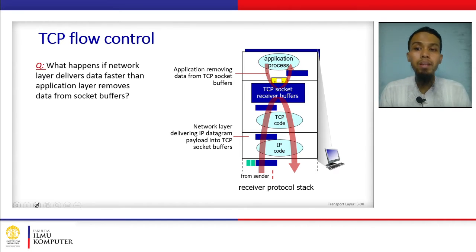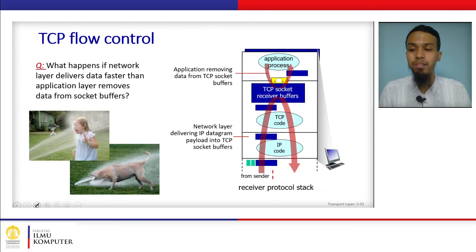Now, what happens if the data from the network layer is sent faster than the application can take it out of the buffers? I mean, the data that is sent from the network layer to the socket receive buffers is faster than the application can take out from the buffers. We can imagine from this illustration, for example, that we cannot drink from a fire hose. As we can see, we are wasting a lot of water.